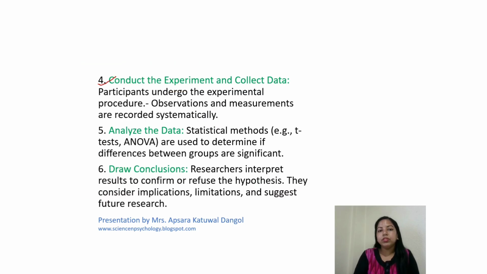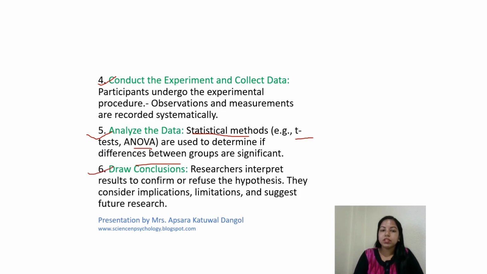Step number four, conduct the experiment and collect data. Participants undergo the experimental procedure. Observation and measurements are recorded systematically. After that, analysis of data is done through statistical methods that can be t-test, ANOVA test, which are used to determine if there are differences between the groups. So lastly, a conclusion is drawn.